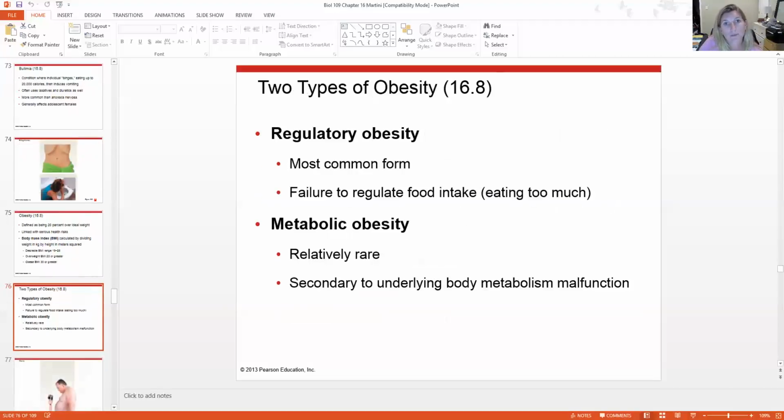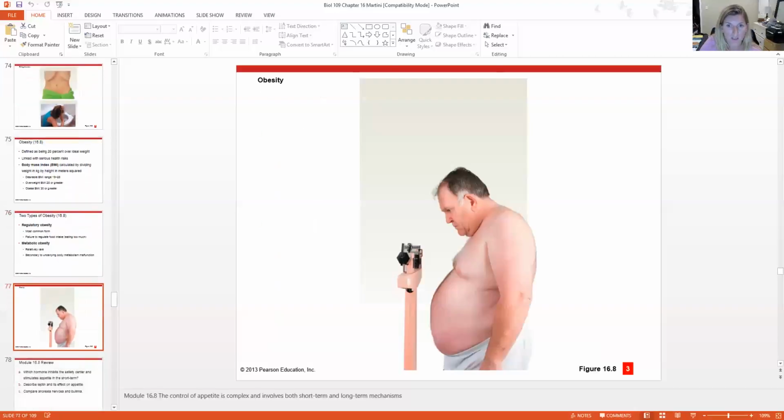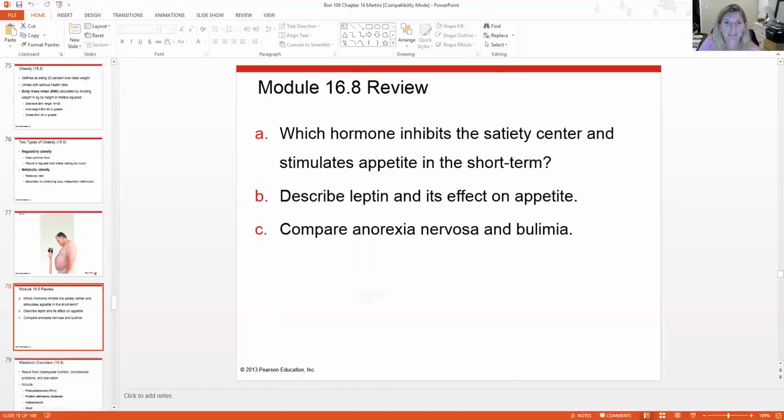There's two types of obesity. Regulatory obesity is the most common form. This is just the failure to regulate food intake. In other words, you eat too much. And there's also metabolic obesity, which is relatively rare, and there's usually some type of metabolic malfunction causing that. This guy is surprised by how much he weighs. You can pause the video here, go back and answer these three questions.